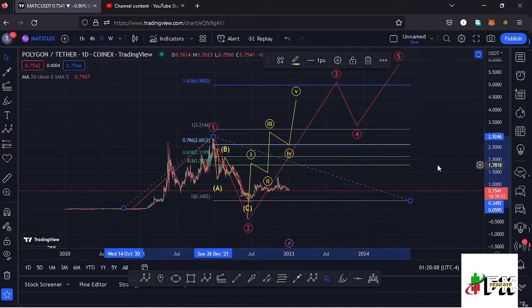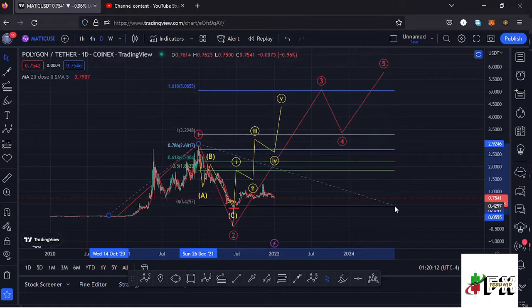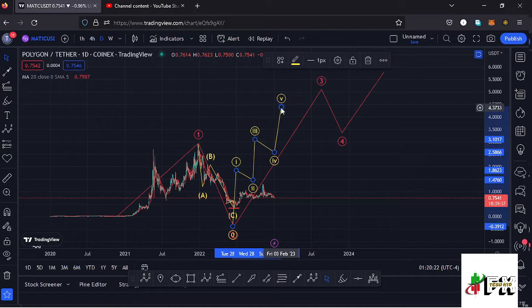That gives me a minimum target area to the upside in the formation of that wave 3 at the fib level 1.618, and that is at around the $5.06 mark, and that is the minimum target area that I will expect that wave 3 to the upside to do. And that is once we see that recovery to the upside, and that will happen in the next bull market.